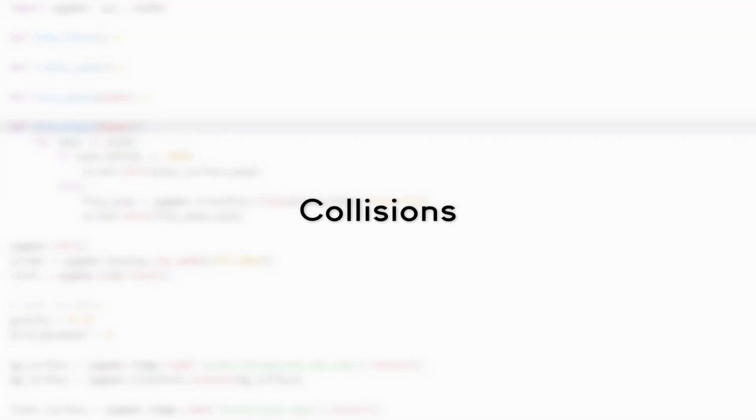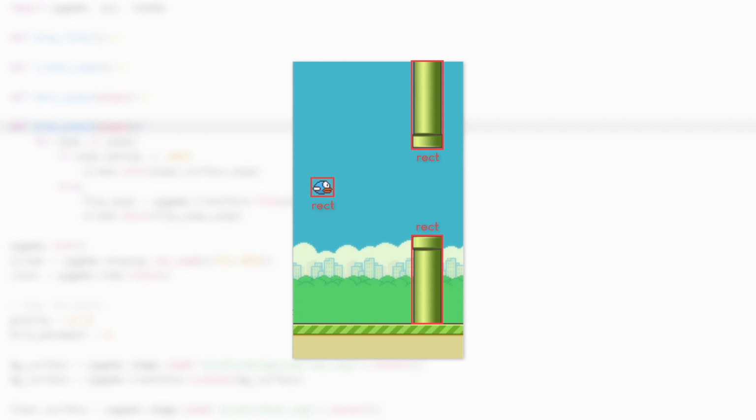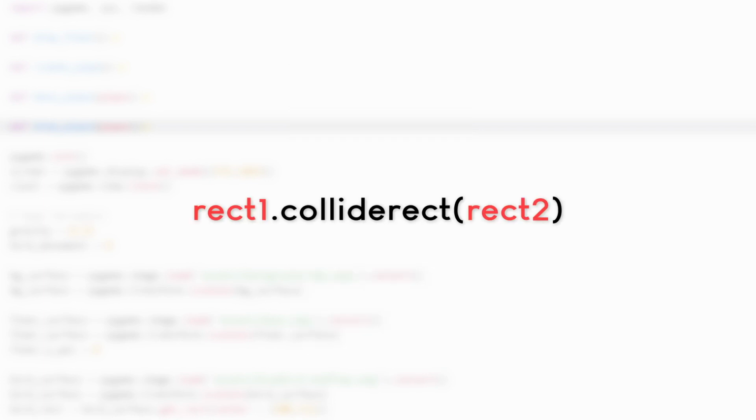And collisions are quite an easy thing to do once you have rectangles. Because right now on our screen, we have a rectangle around the bird and a rectangle around each of the pipes. And all we have to do is to check if any of these rectangles are colliding with each other. And the method we have to check for collisions between rectangles is called collide rect. And this one either returns true or false. False if there's no collision, true if there is a collision. And this we can use to run some code if a collision happened.